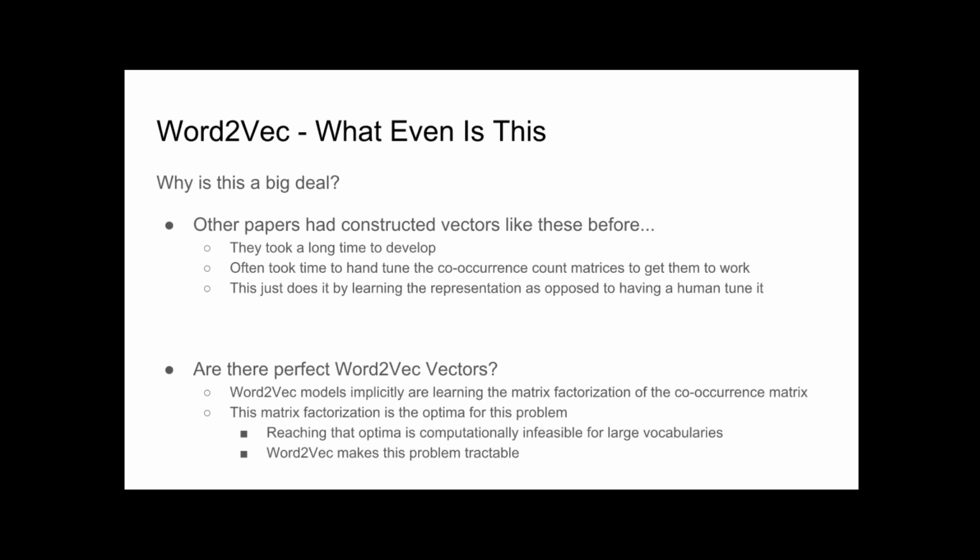So the main reason why Word2Vec was a thing and continues to be a thing is because it's simple as far as the model goes, and so people can usually wrap their heads around it pretty easily. And it made this problem really tractable because you're doing matrix factorization in a statistical way as opposed to a mathematical way.